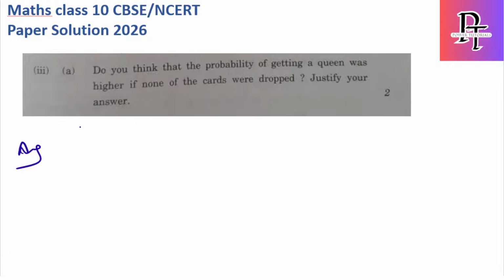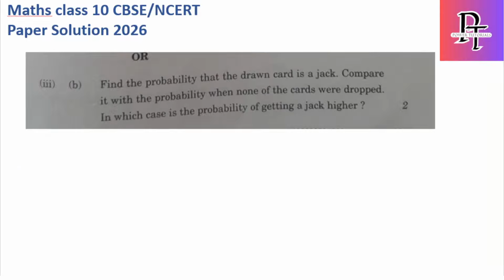So first question is, do you think the probability of getting a queen was higher if none of cards were dropped? Just for your answer. So we need to get the probability of queen normally, I mean without dropping and with dropping. We need to find out which is better. Same as here, the probability that the drawn card was a jack compared to the probability that none of the cards were dropped, in which case the probability.